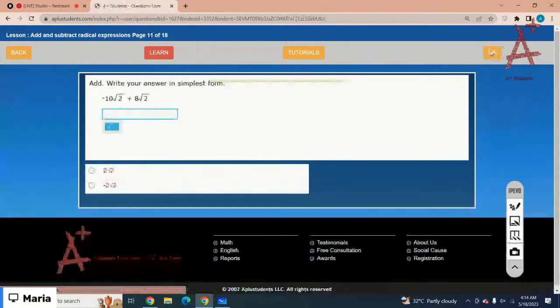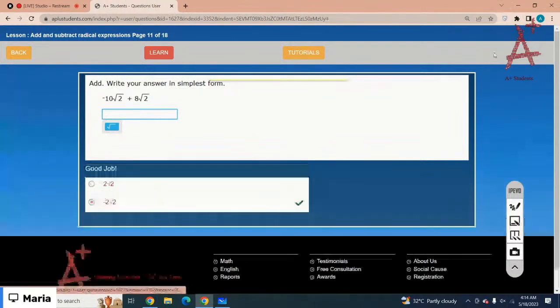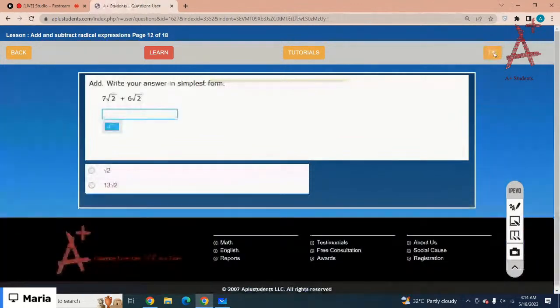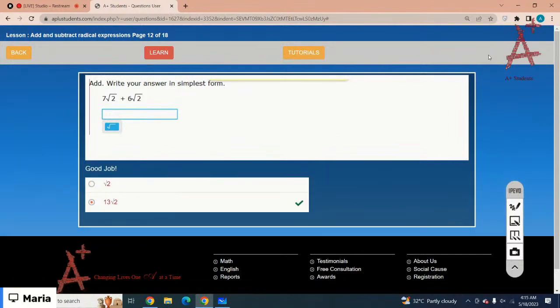Okay, negative 10 square root 3 plus 8 square root 2, which is the correct option? Okay, 7 square root 2 plus 6 square root 2. So which is the correct option? 7 plus 6 makes 13. The second option, square root 2 is common. You just have to add 7 plus 6. So it makes 13. So that would be 13 square root 2.